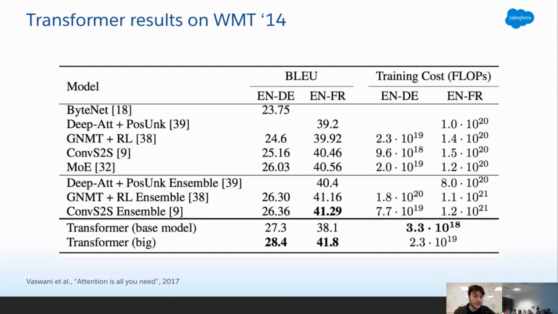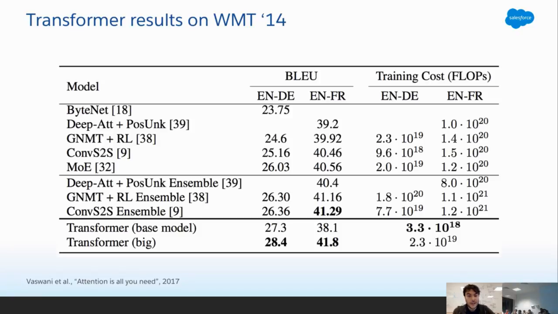So they train this model, the transformer, in 2 versions. The first one is called the base model. It's trained only for 12 hours on 8 GPUs. And the big model is trained for 3.5 days. We can see in both cases, they reach either very close to state-of-the-art or state-of-the-art results on WMT for English to German and English to French.